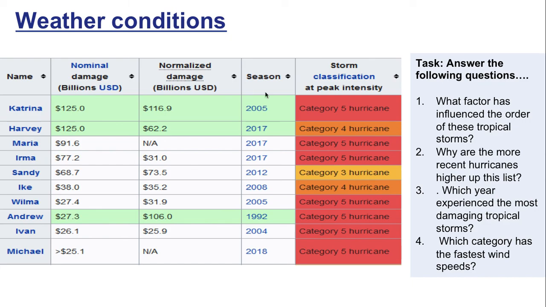Now the order is by the damage and the cost. That links to why the more recent hurricanes are higher up this list, because things have become more expensive due to inflation. So the costs are going to become higher, okay? This might be a different list if we did it by wind strength. Go from there, okay?